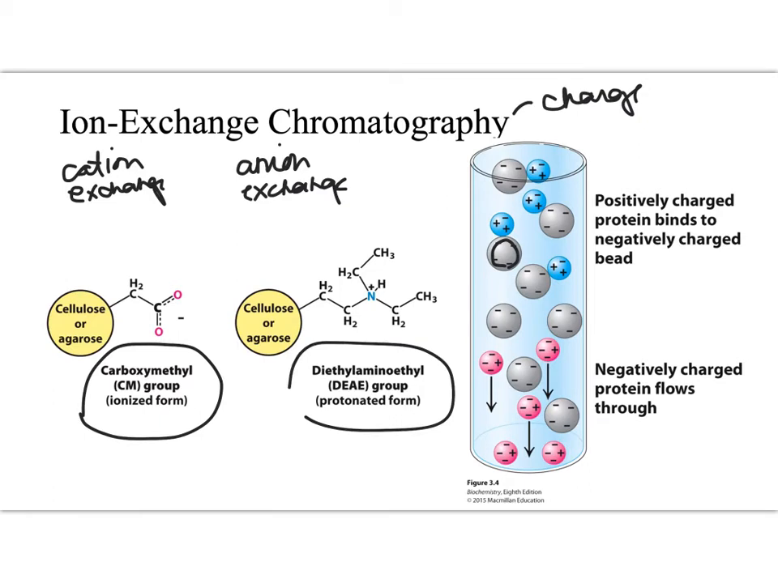Now, we have these substances here, the carboxymethyl group and the diethylaminoethyl group. These are showing us different substances that would be used for beads, okay, for your cation and your anion exchange substances.